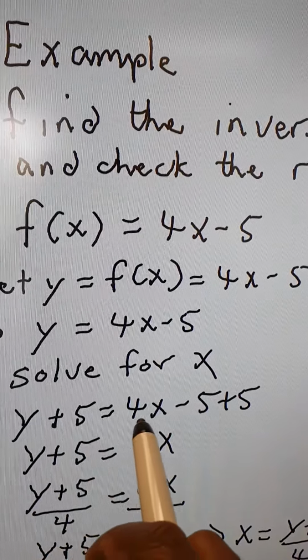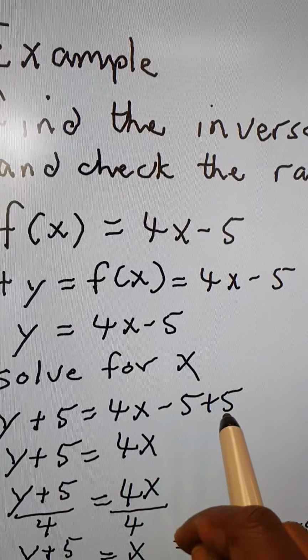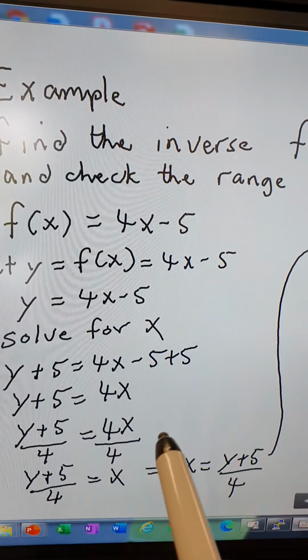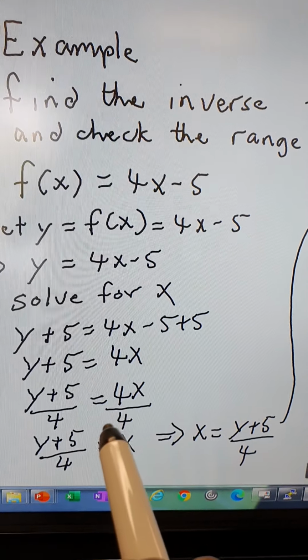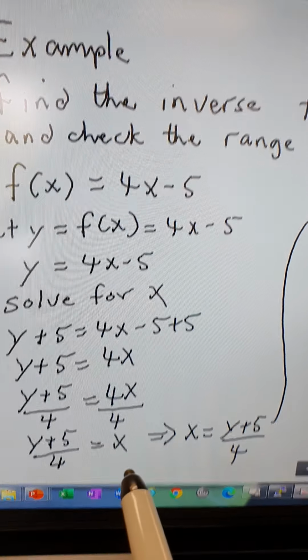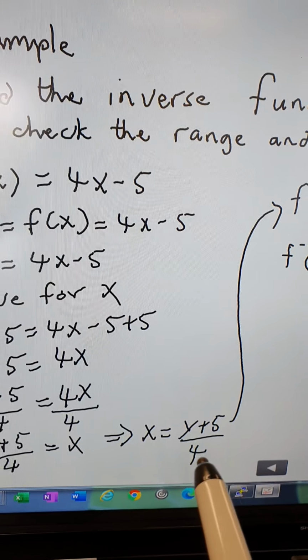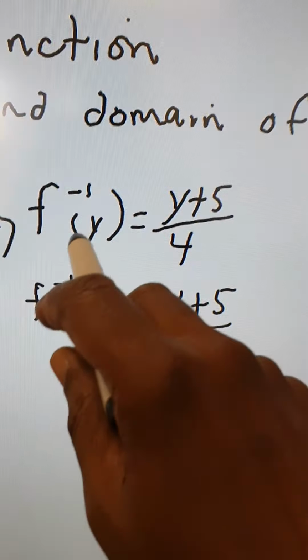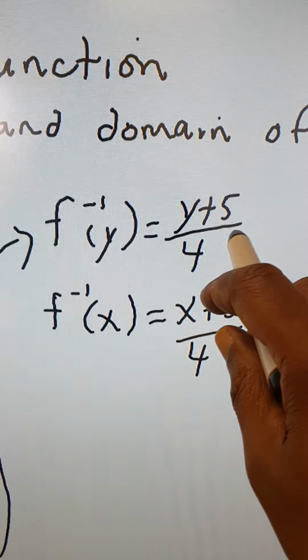y plus 5 is equal to 4x minus 5 plus 5. That's to get rid of the 5. y plus 5 equals 4x. Now we need to get rid of the 4, so we divide both sides by 4. So we find that x is equal to (y plus 5) over 4. So f inverse of y is equal to (y plus 5) over 4.